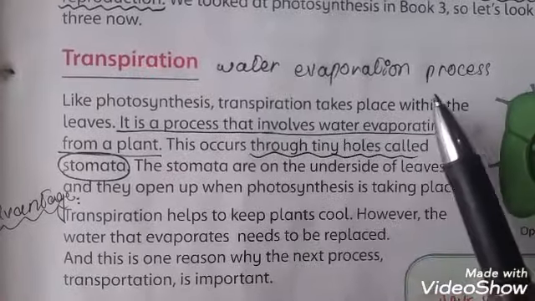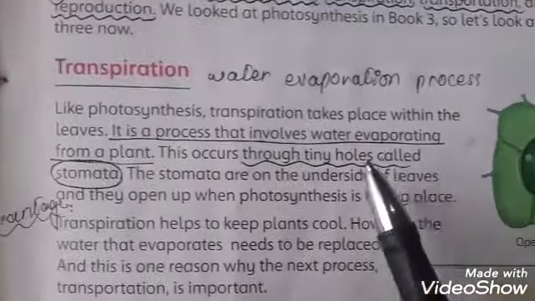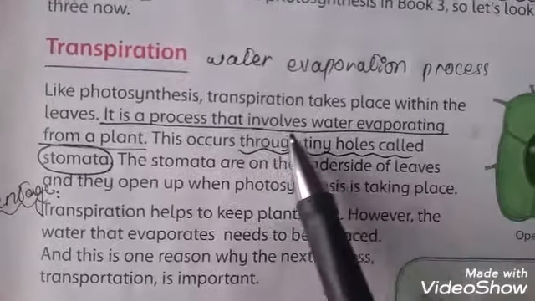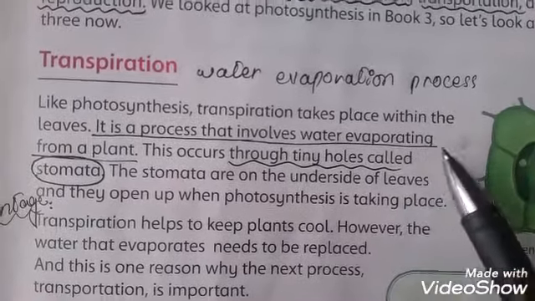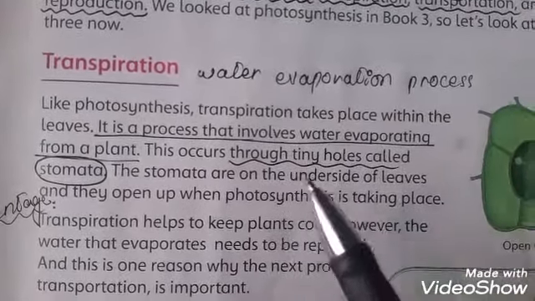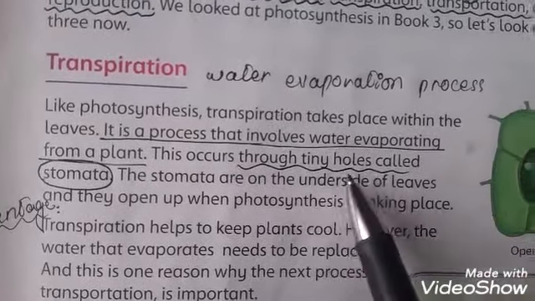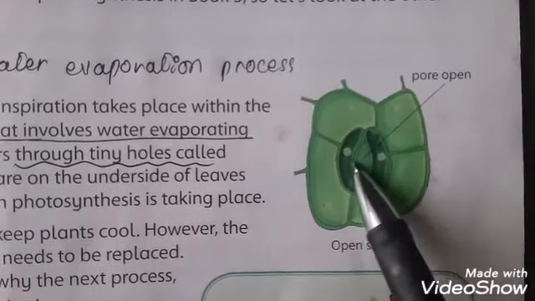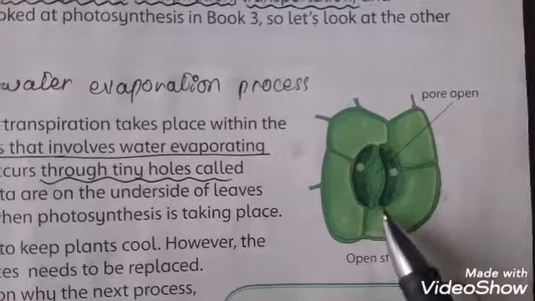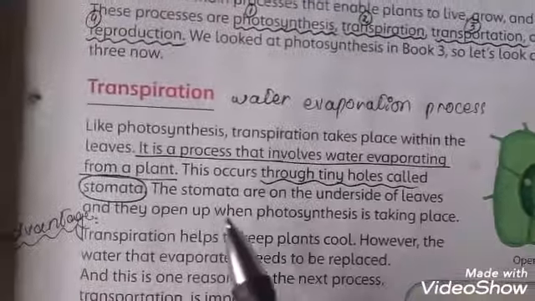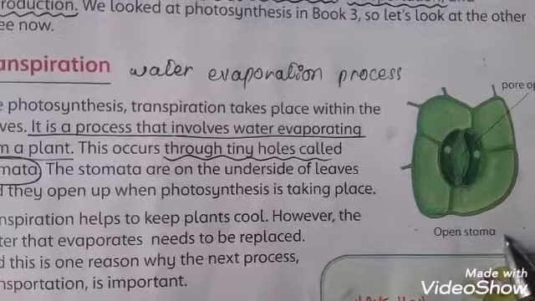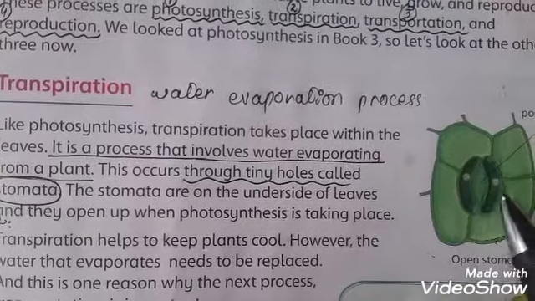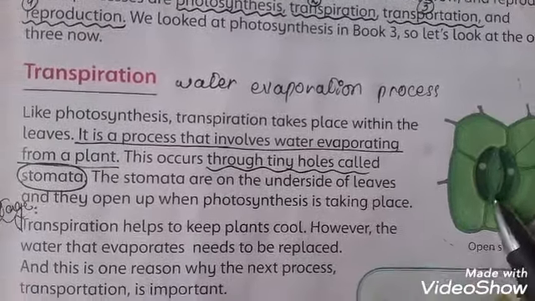Transpiration. It is a process of water evaporation from the plant. Students, this process takes place in the leaves. It involves water evaporating, means water moves out from the plant. And this process is held by tiny holes called stomata. In this picture you can see open stomata. It is an open hole from where water moves into the environment. These stomata are present on the underside of the leaf and open during photosynthesis.